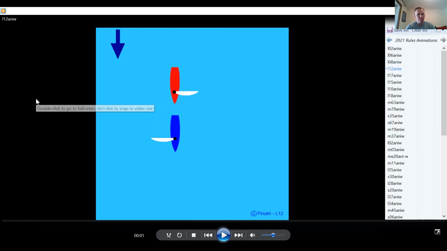Now, how about here? Red is on starboard. Blue is on port. So blue keeps clear of red.